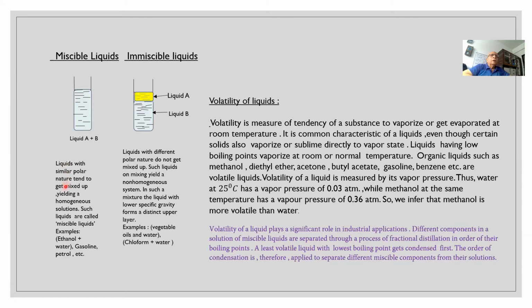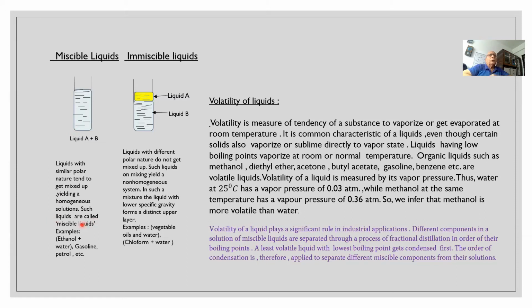Why do they get mixed up? The reason is their similar molecular structure. If they are polar, meaning having a certain dipole moment, the molecules having polar nature get mixed up and form a homogeneous solution. This is known as miscible liquid.